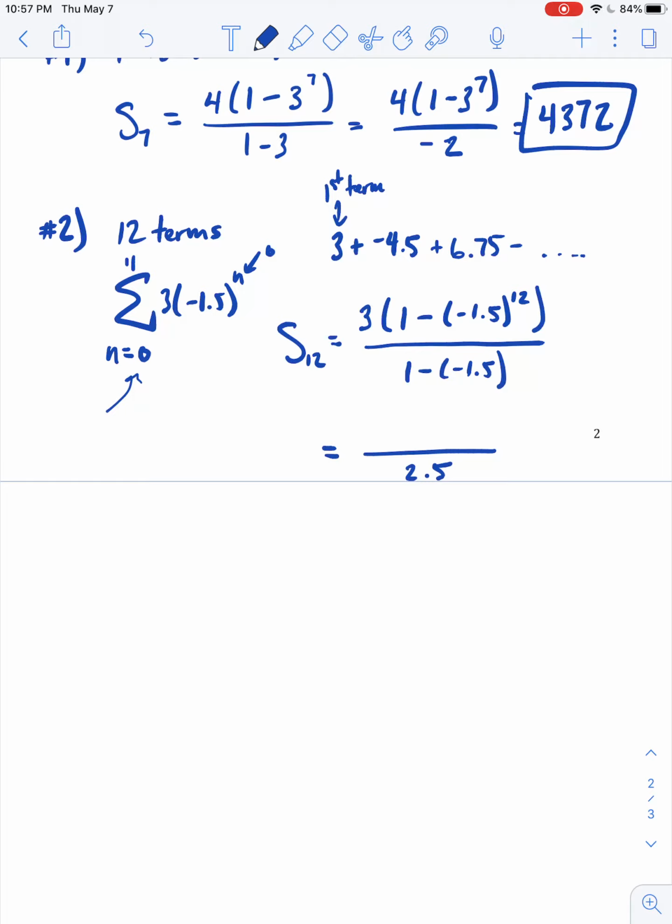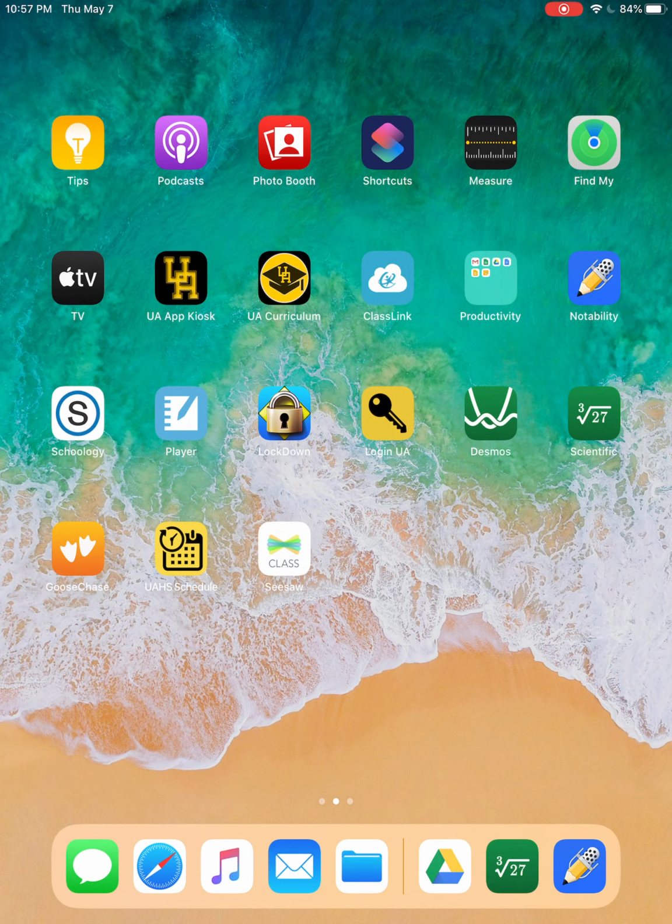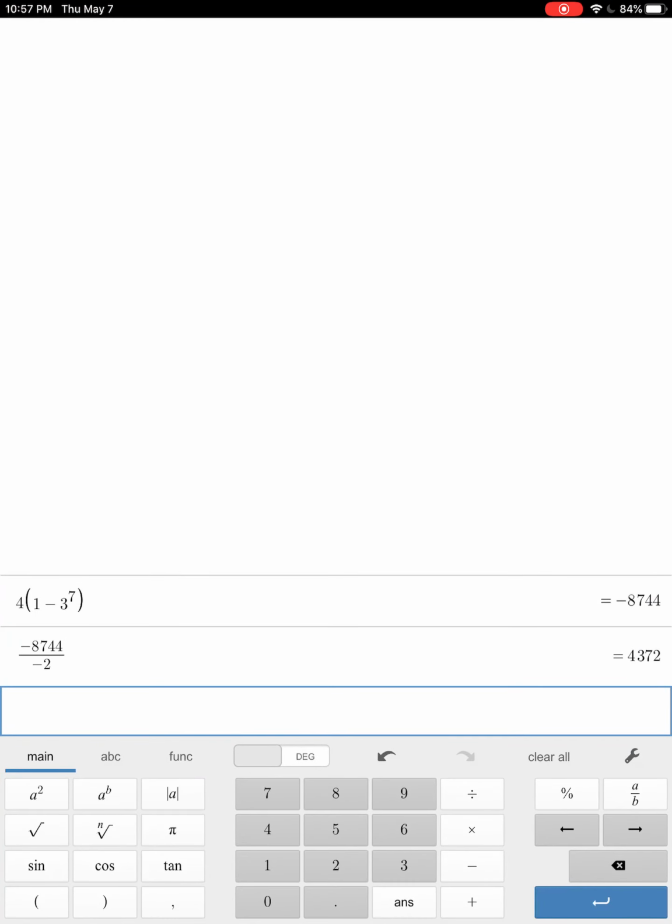But up top, order of operations, right? Be careful. This is not going to become 1 plus. It's going to be 1 minus still, right? Because when I raise negative 1.5 to the 12th, it's going to be a positive number, right? So then this is actually just 1.5 to the 12th. So it is not going to be a negative negative as a positive on the top because of the order of operations there, okay? So let's punch that in.